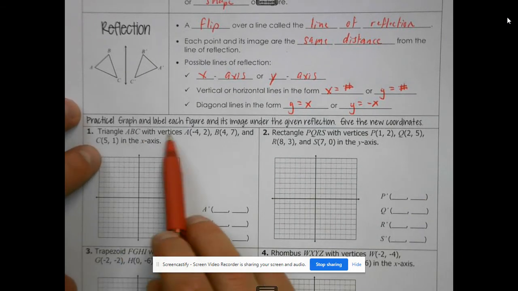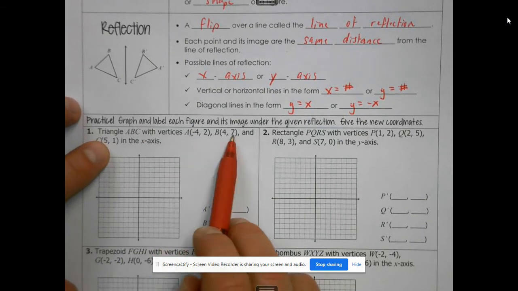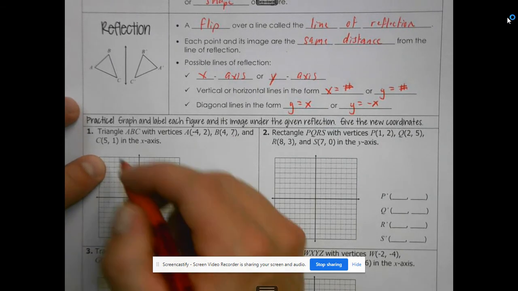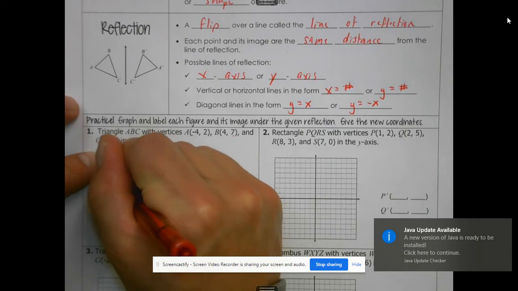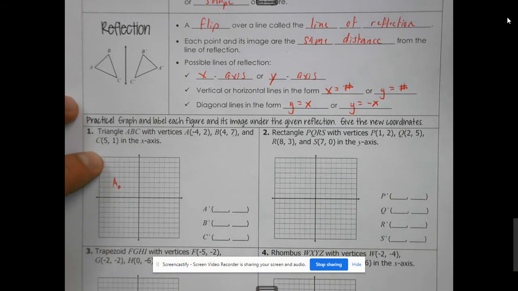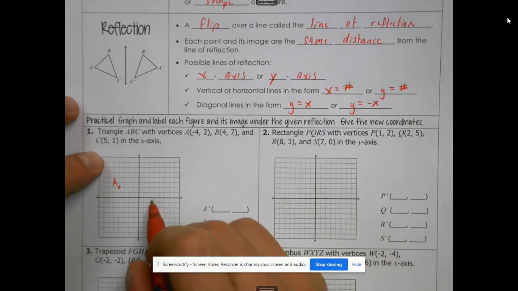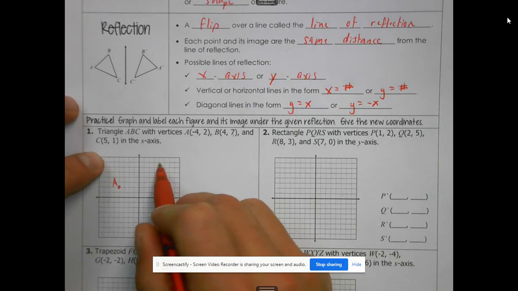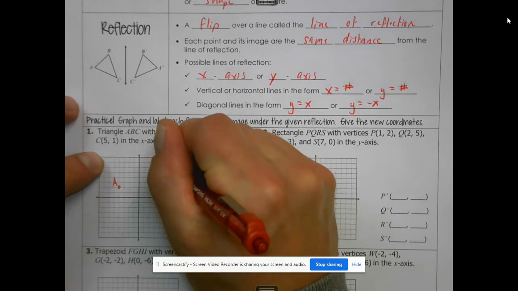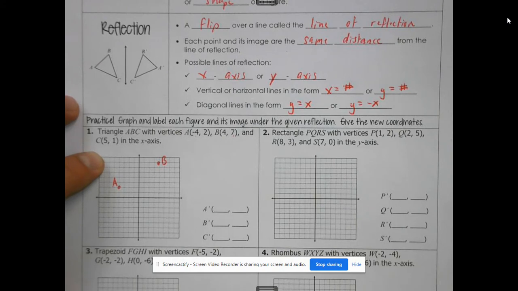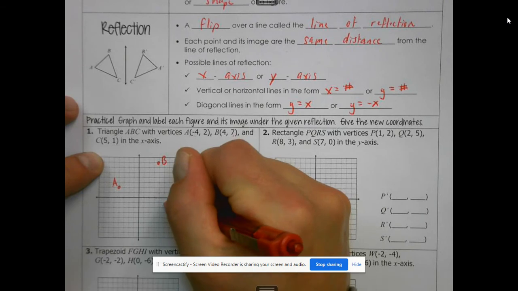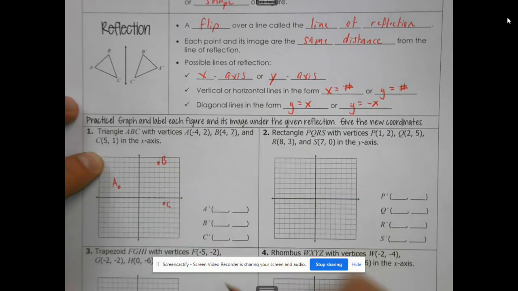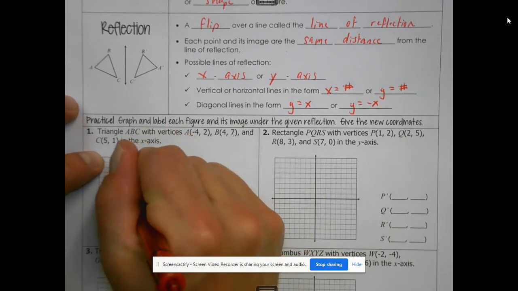All right, first up, when I give you the points, you need to graph the original points. So graph A, B, and C. A is back 4, up 2. B is over 4, up 7. And C is over 5, down 1. All right, then go ahead and connect the points.